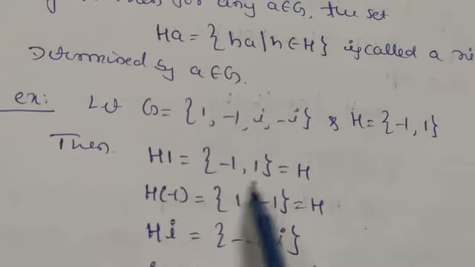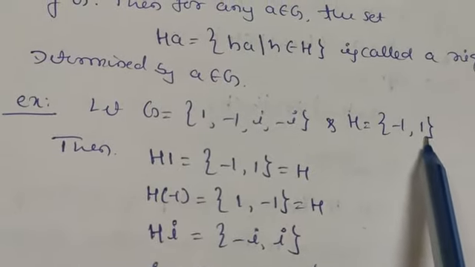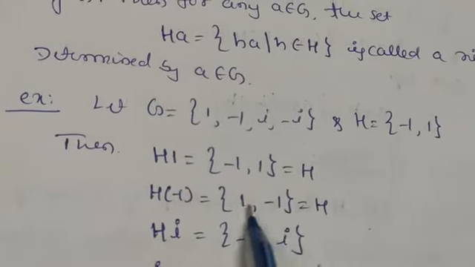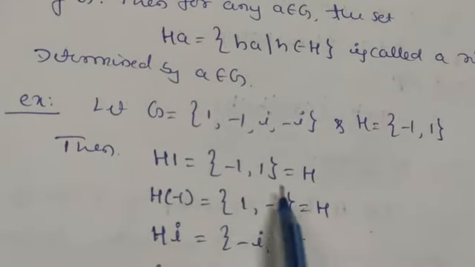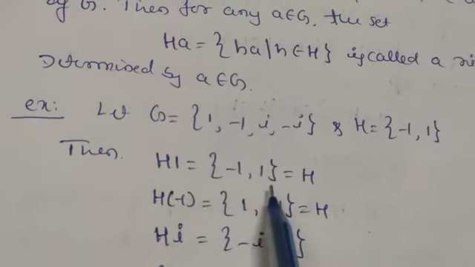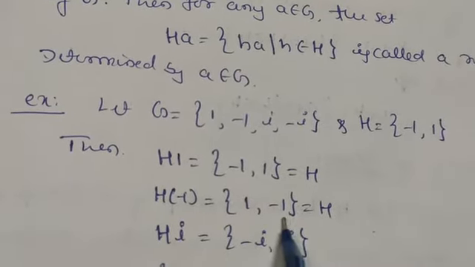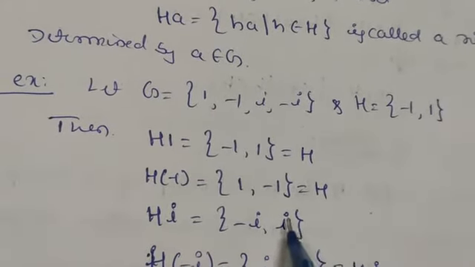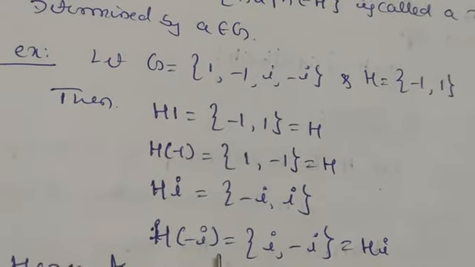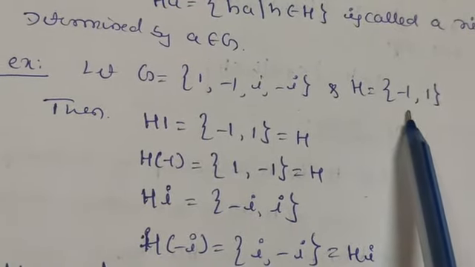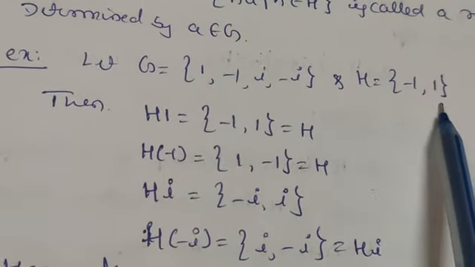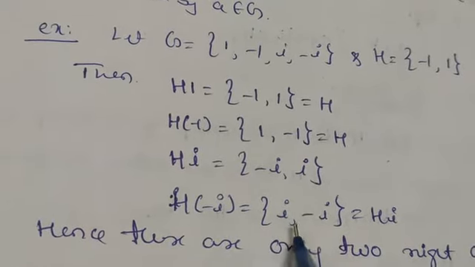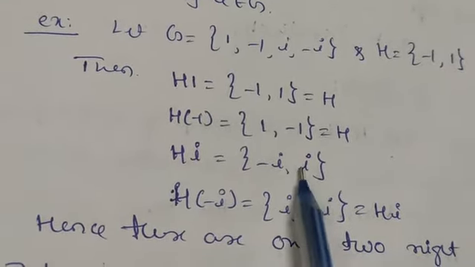H(-1) means you have to multiply these elements by -1. So -1 into -1 is +1, and 1 into -1 is -1. It is again the same H only, because here the elements are interchanged, but the set is the same, so we can take this also as H. Now Hi is, multiply this with i, you will get -i and i, and H(-i) is -1 into -i is i, and this one is -i. So these two sets are the same again, {-i, i}.